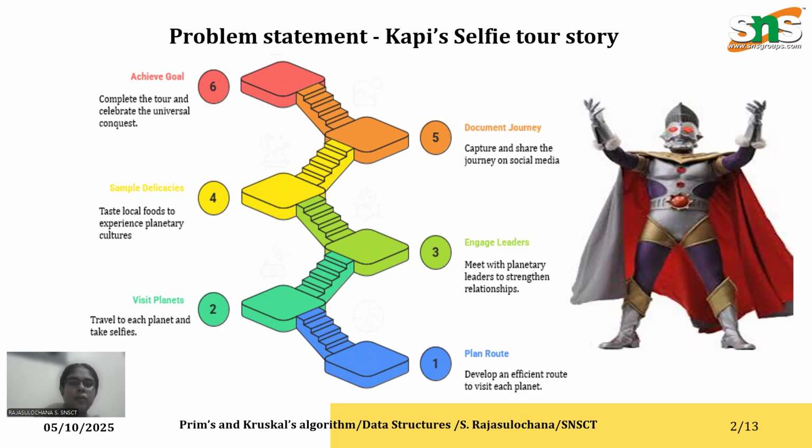Before we discuss the algorithms, let us have a quick recap on the problem statement. We have already discussed this problem statement when we were discussing Dijkstra's algorithm, which is Kapi's story. So I hope I need not repeat it again. The main aim of Kapi is to visit all the planets in the shortest span of time. So this is what the problem statement is all about.